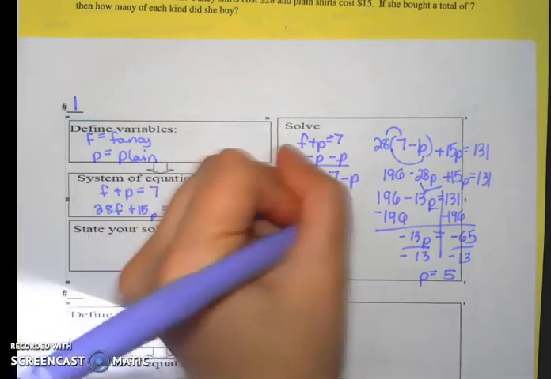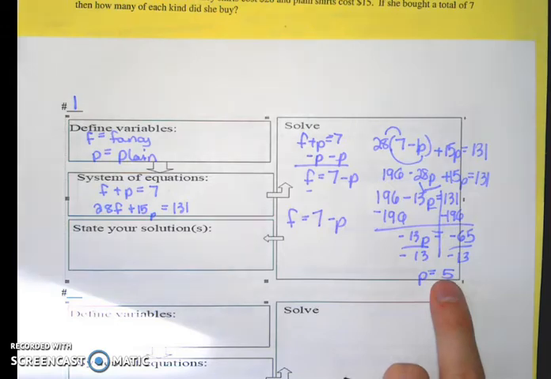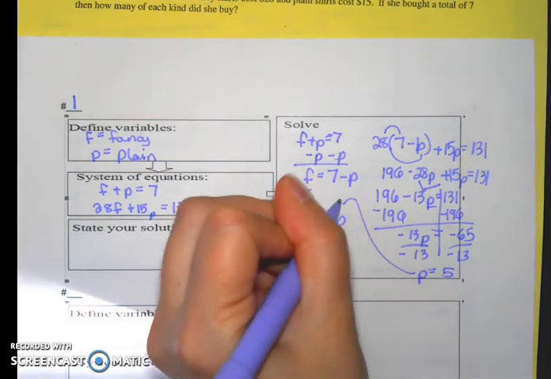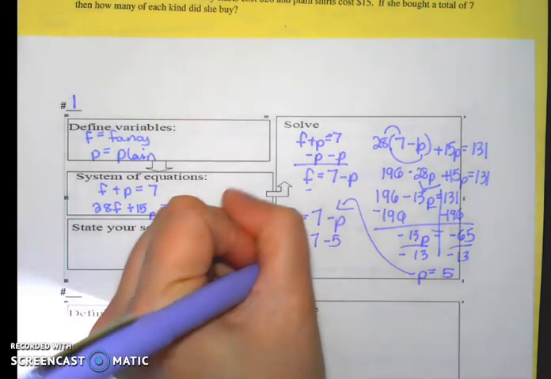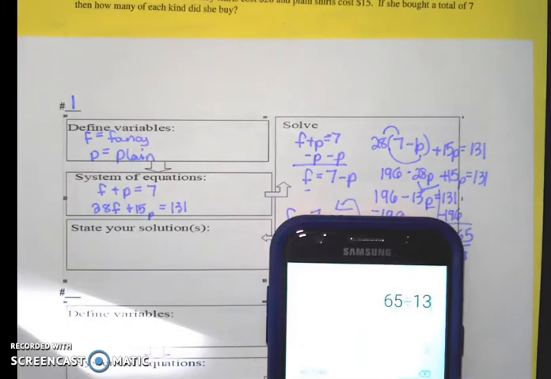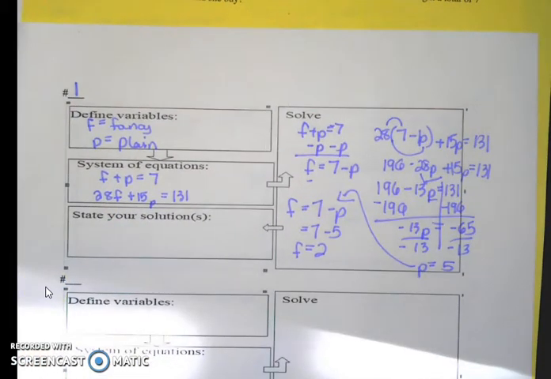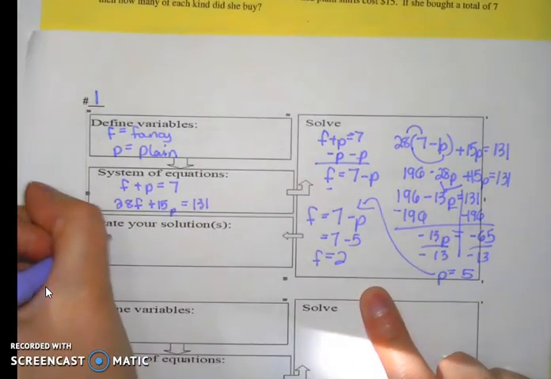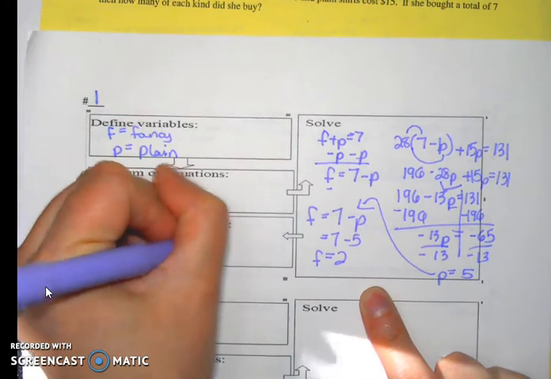So now, to find F, I have to take my P and plug it back in. So this gives me 7 minus 5. So F would equal 2. So what... Sorry for that interruption. Okay, so what that means is that I have 2 fancy shirts and 5 plain shirts that she bought.